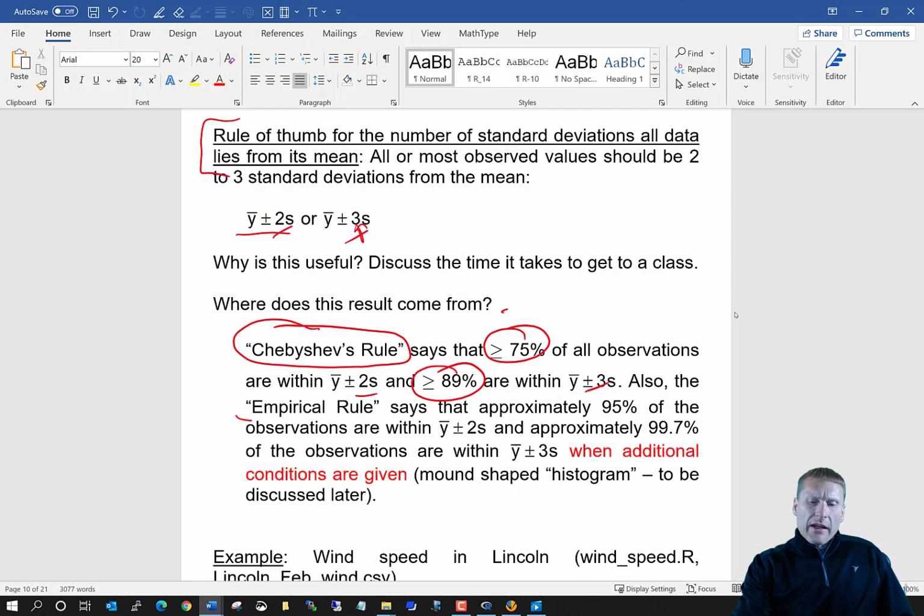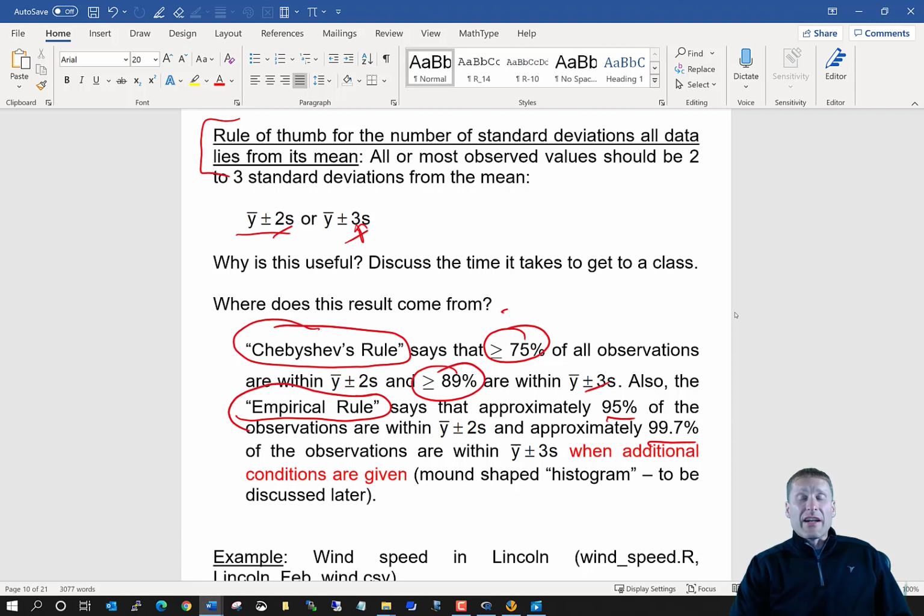And we can also look at another rule called the empirical rule. That says that approximately 95% of all observations are within 2 standard deviations from the mean, and approximately 99.7% of all observations are within 3 standard deviations from the mean. Wow, that's quite an increase from what we had with Chebyshev's rule.